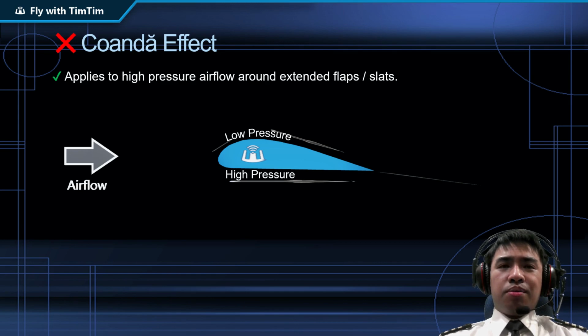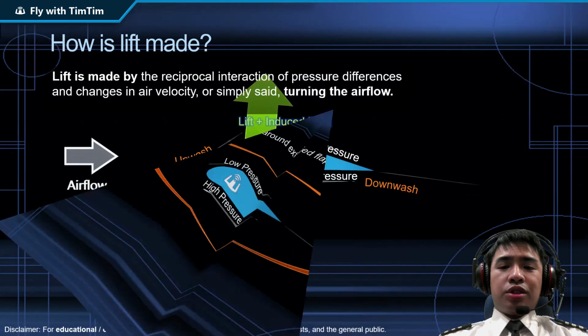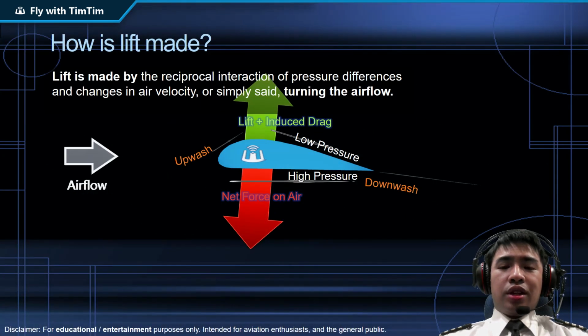It is a mutual interaction. If you get deeper, there is a circulation. But let's keep it simple for this video. Lift is made by the mutual interaction of pressure differences and changes in air velocity.